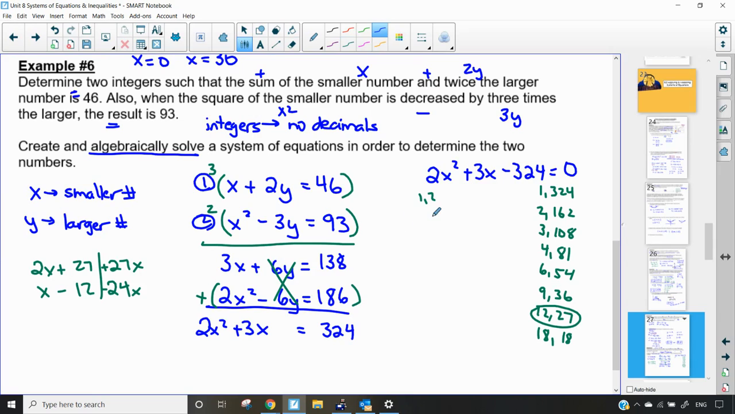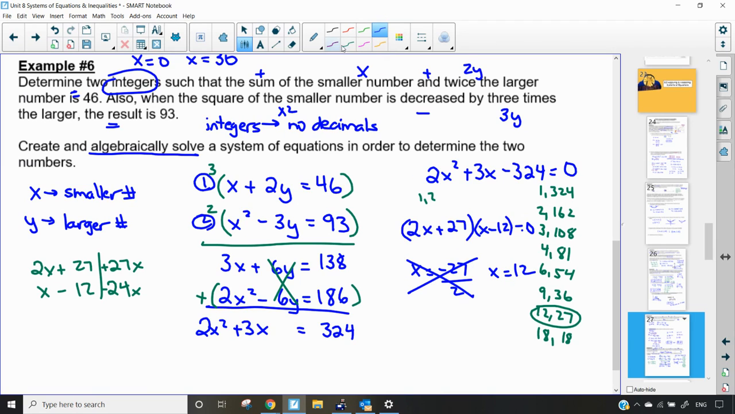So now I have 2x plus 27 and x minus 12 equals 0. And solving, that means x equals negative 27 over 2 and x equals 12. But wait a minute, we were told that our numbers are integers. So that means we're going to eliminate this one as an option, and we just have x equals 12. So we don't need to substitute them both back in because this one already is not an integer.